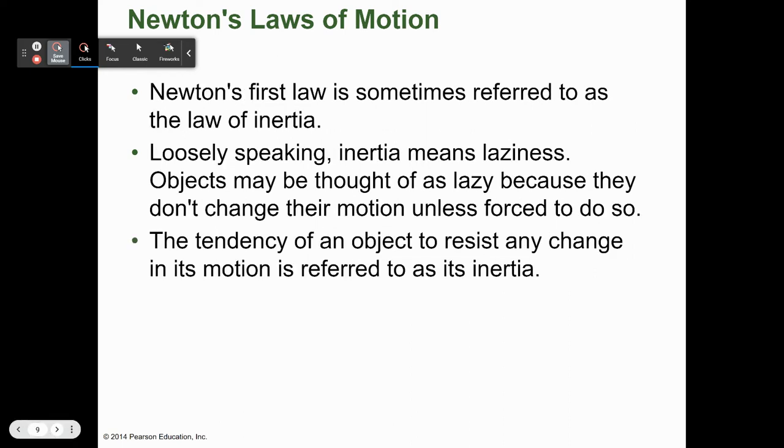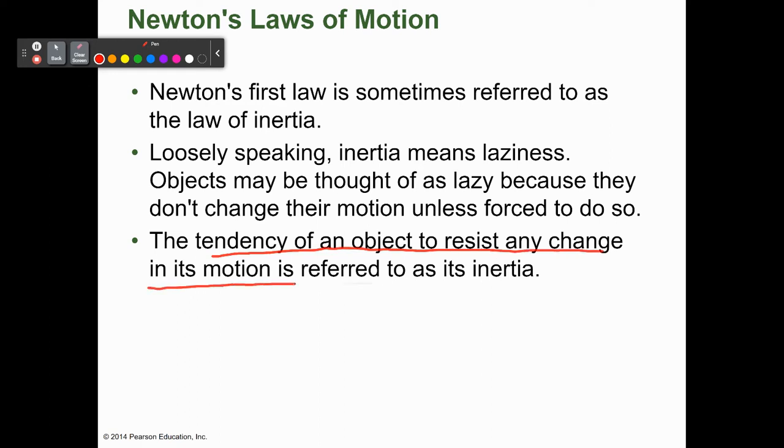Sometimes we refer to Newton's first law as a law of inertia. Inertia is just the tendency of an object to resist any changes in its motion, that's what we call inertia. So if it's already moving, it's going to keep moving. If it's not moving, it's going to stay not moving unless another force acts on it.